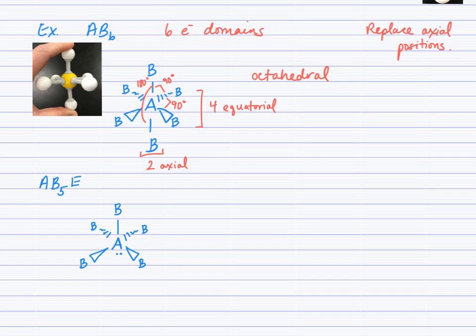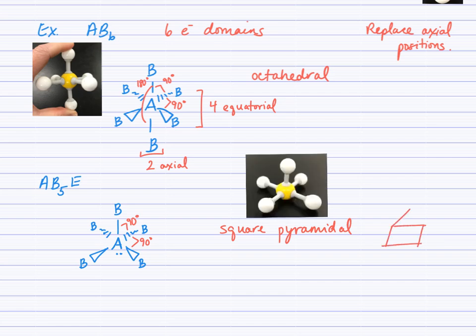Okay, so now we've removed one of those axial positions, and we can see that we still have the 90 degrees here, and we still have the 90 degrees here. So this shape is then a square-based pyramid, which we can then call square pyramidal. So definitely setting up a square here, right? Based pyramid. There we go.